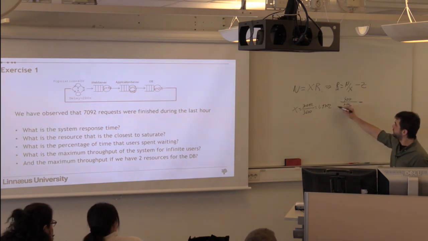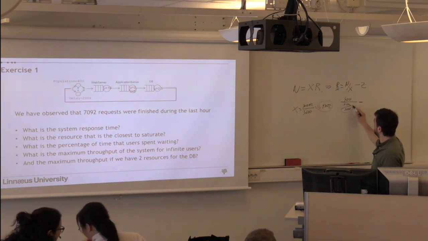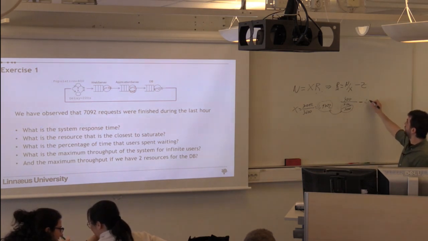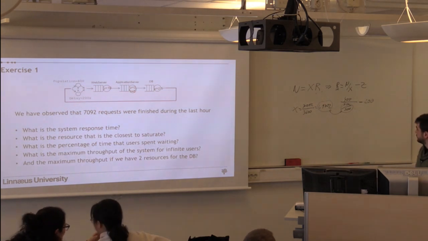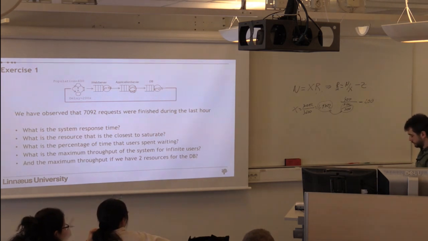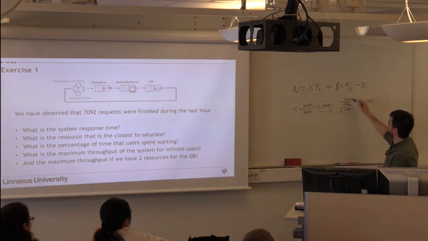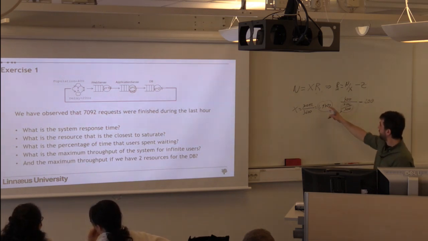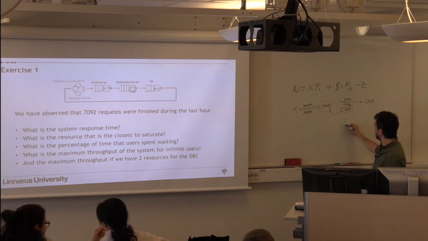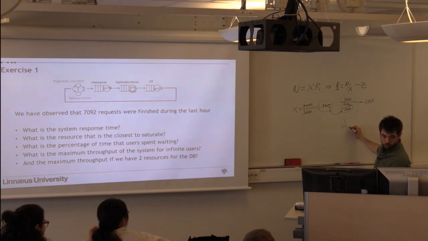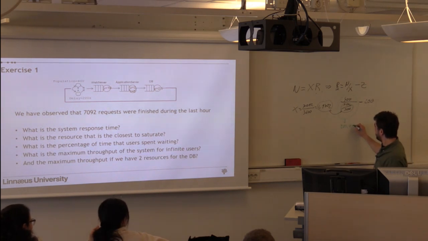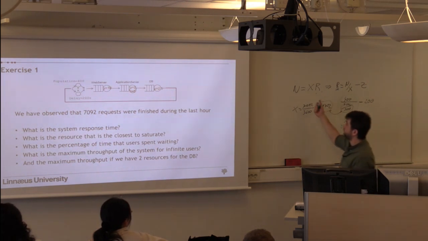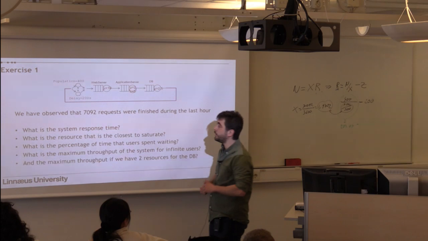Minus the think time, which is 200 seconds. This part, so 400 divided by 1.9702 is 203.04. This would be the response time applying only Little's law.